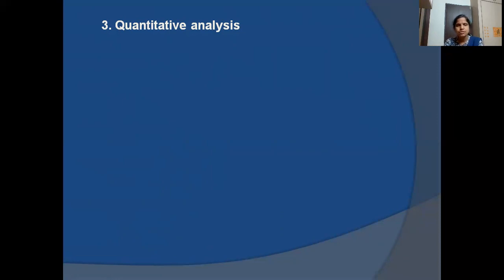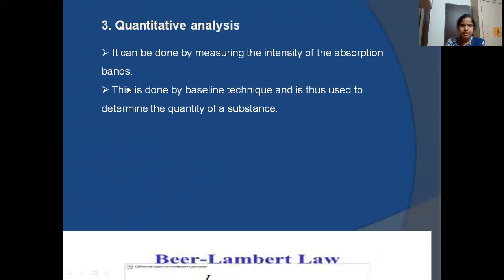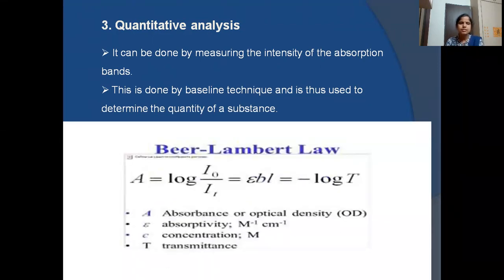So the other use of IR spectrum is quantitative analysis. We can find out the amount of the analyte which is present also. So this can be done by measuring the intensity of the absorption bands. And this is done by baseline technique. So here, this is nothing but Beer-Lambert's law.